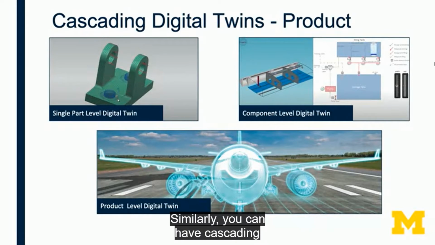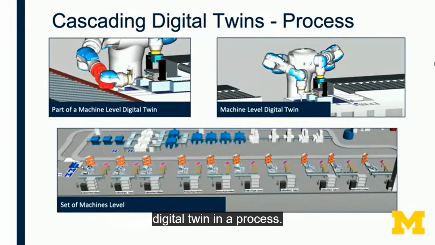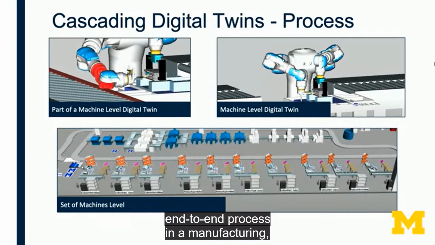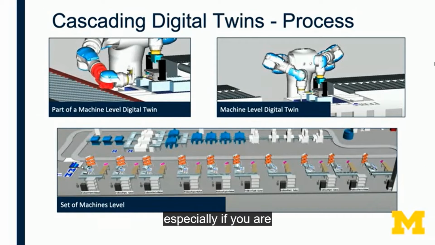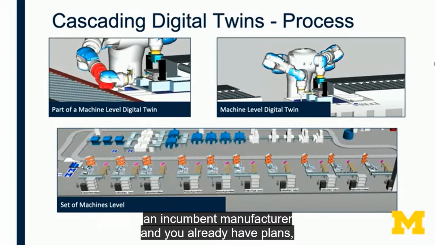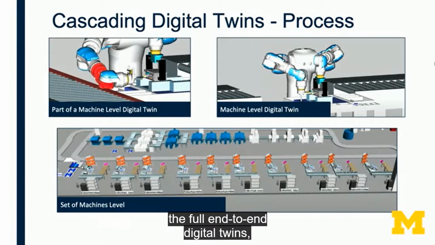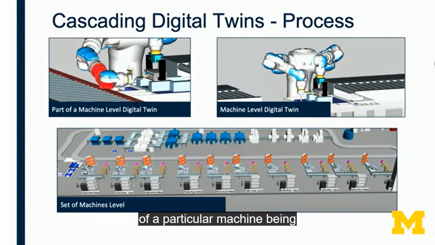Similarly, you can have cascading digital twin in a process. Imagine a manufacturing process. You don't have to always create a full digital twin of the end-to-end process in a manufacturing, especially if you are an incumbent manufacturer, you already have plants. You don't have to have the full end-to-end digital twins, but you could actually start with digital twin of a particular machine being used in the manufacturing process.